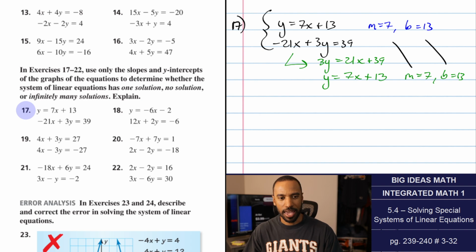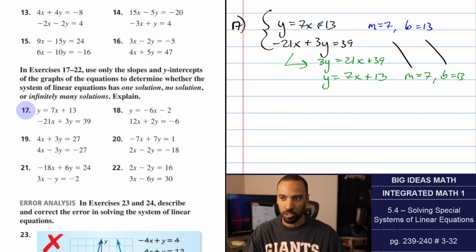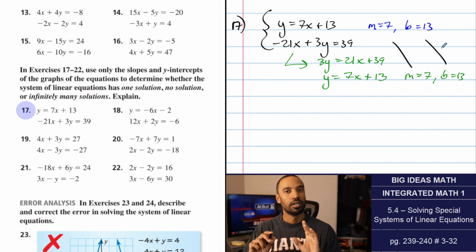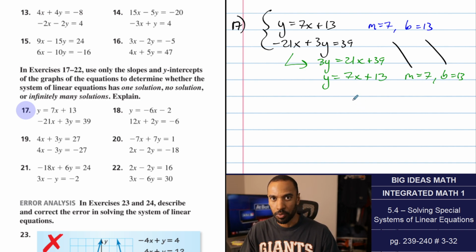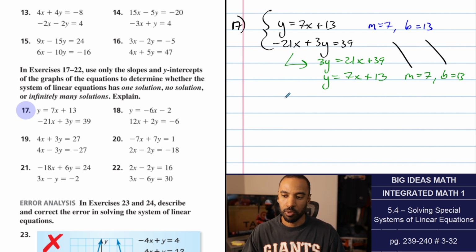Okay, they say explain. I mean, that's my explanation here. Normally I'll do it out loud. They are literally the same line. Same slope, same y-intercept. Same slope doesn't mean parallel if they're the same y-intercept. Now it means same line. Same line means infinitely many solutions.